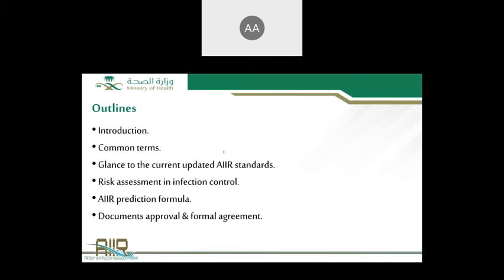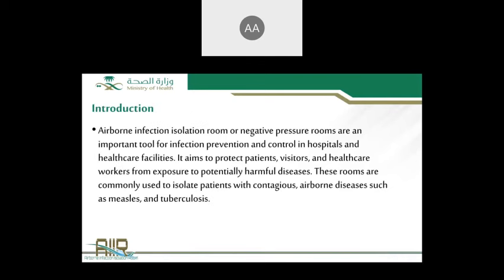So as we all know, airborne infection isolation rooms or negative pressure rooms are an important tool for infection prevention and control in hospitals and healthcare facilities. The aim of this room is to protect our patients, our visitors, and also our heroes, the healthcare workers, from exposure to potentially harmful airborne infectious disease. These rooms are commonly used to isolate patients and provide care for those with contagious airborne diseases, such as measles and tuberculosis, or TB. We have a specific chain of infection, and in order to break that chain of infection, we have to place those patients in this type of room.